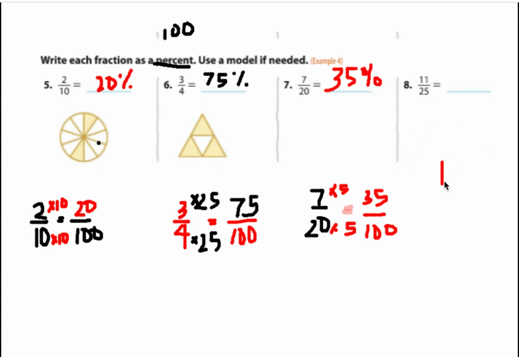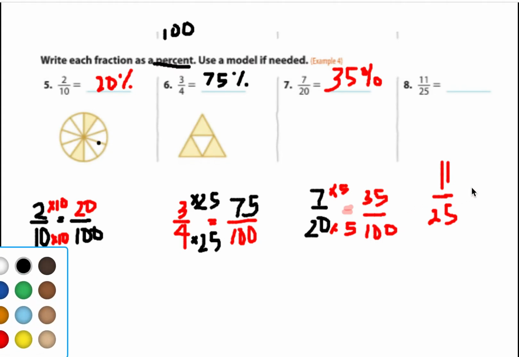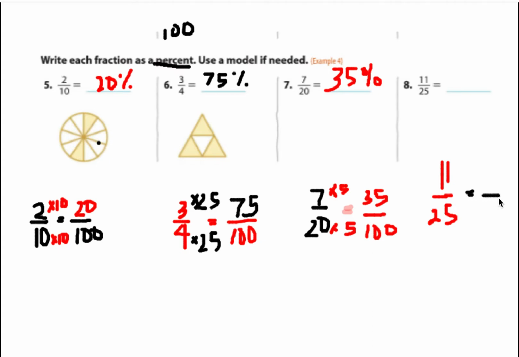Last but not least is 11/25. Now you're going to say to yourself, what times 25 gives me 100? And I know you're already thinking, oh, there's a quarter. If I had 4, that would give me $1. So 25 times 4 works. Make that an X. And all you do is now multiply 11 times 4, and you guessed it. What is your percent? 44%.